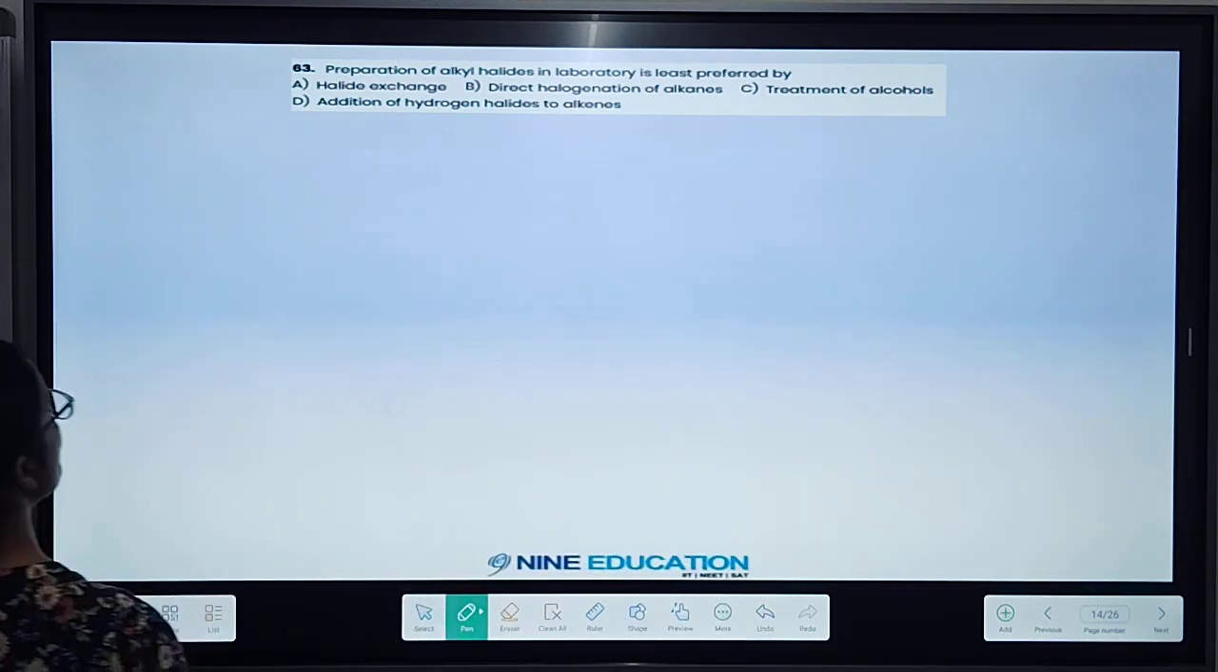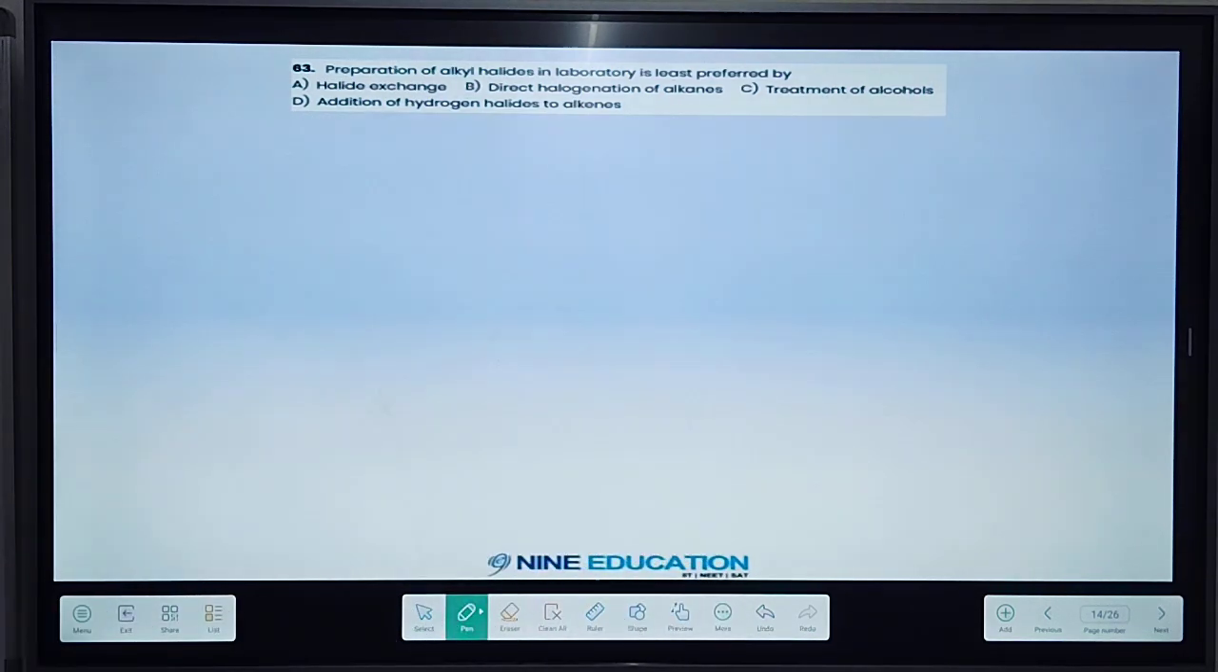Next we have: preparation of alkyl halides in the lab is least preferred by. Okay, it's again an understanding based question. Halide exchange, direct halogenation of alkanes, treatment of alcohols. Halide exchange means we have the Swarts reaction or the Finkelstein reaction. Next we have direct halogenation of alkanes. Next we have treatment of alcohols.